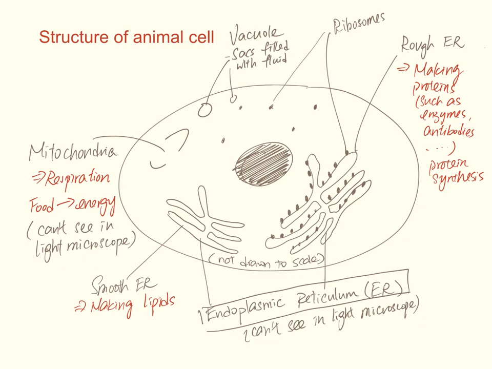The mitochondria, ER, vacuole, as well as the ribosomes are all invisible under the light microscope. This means that if you use the microscope in the biology lab and observe a cell, you cannot see any of these organelles.